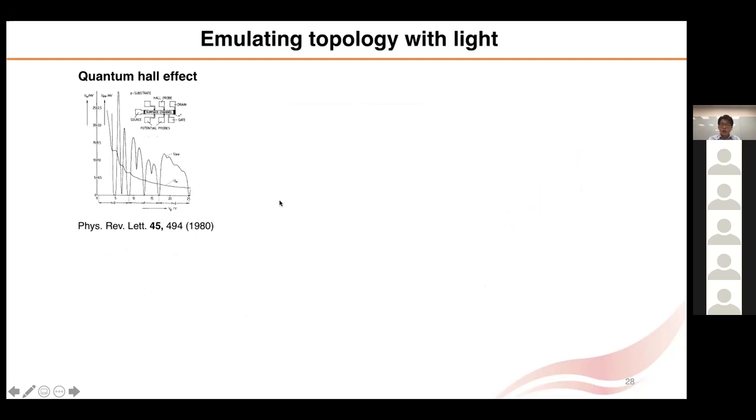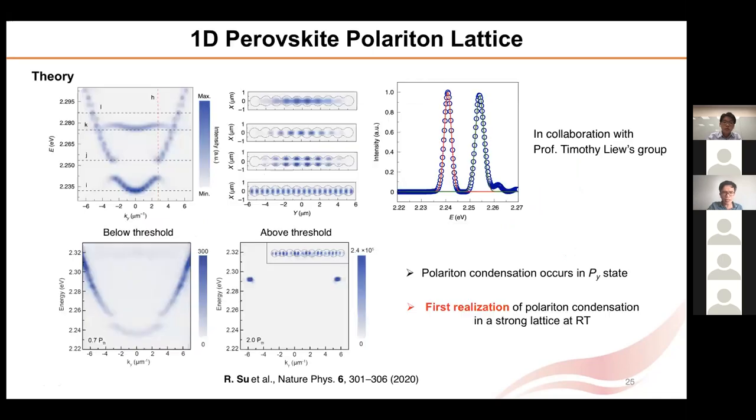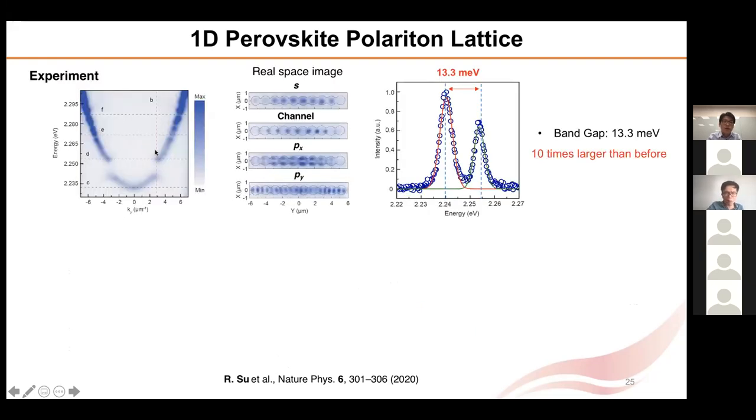So, I had a quick question. Sure. You said a couple of slides ago, if you can go back one more slide, that this was the first room temperature realization of polariton condensation in a strong lattice. So what do you mean by strong lattice? Yes, so we usually define the strong lattice as the gap opening with respect to its line width. In some cases, the gap opening is actually very small, but the line width is a little bit large, which makes this gap opening not so clear. In our case, the gap is very large, much larger than the line width, so we can clearly see such gap opening.